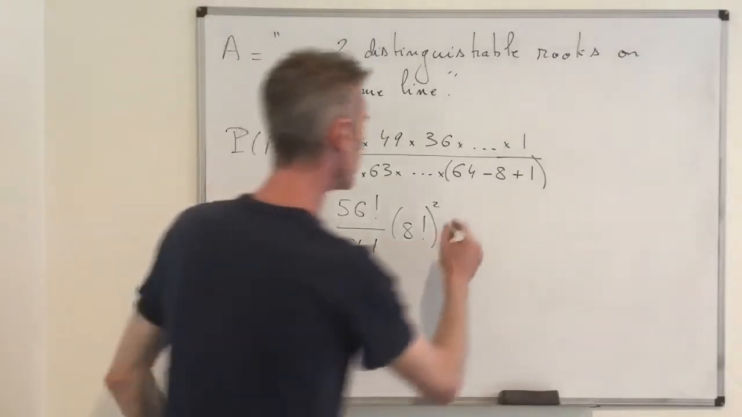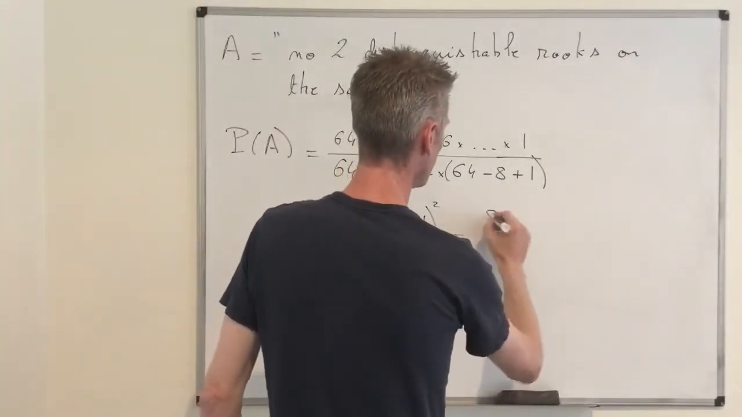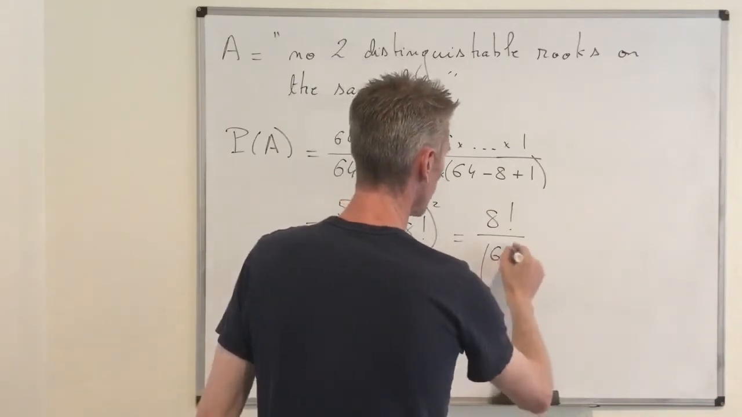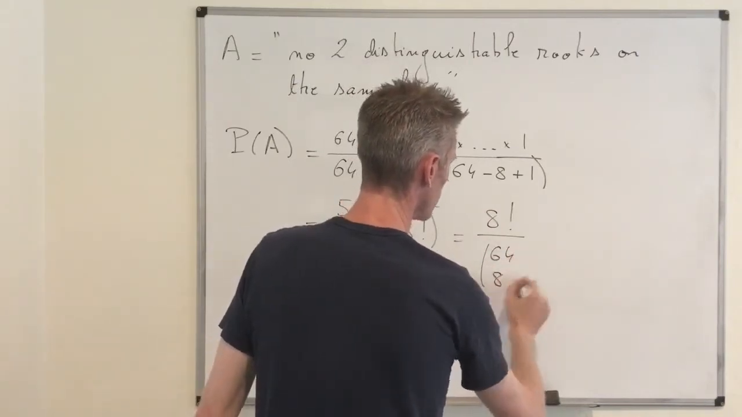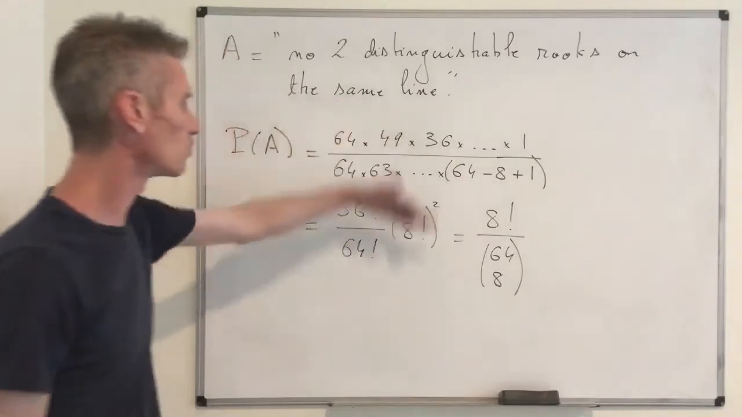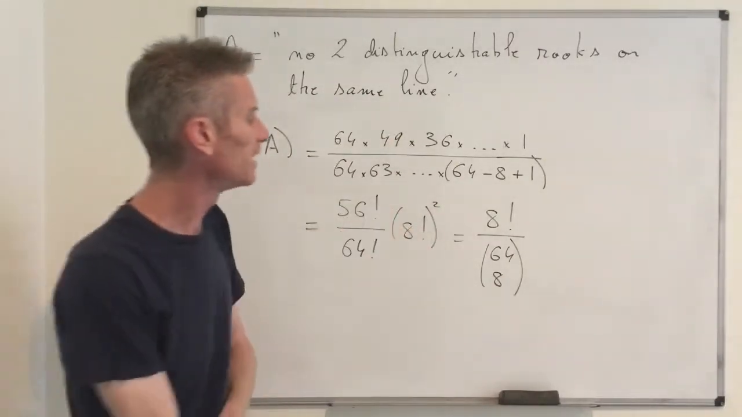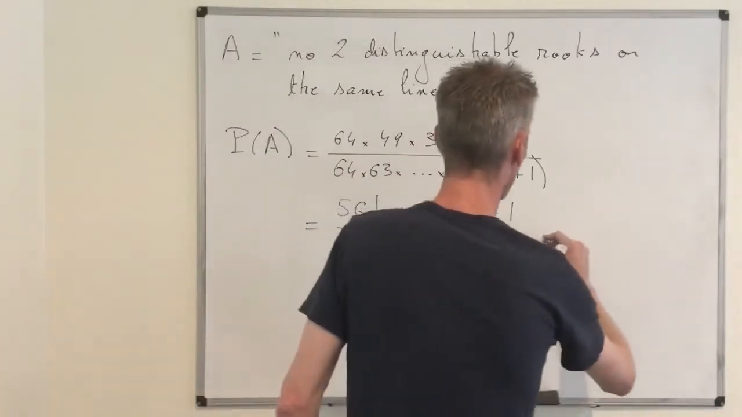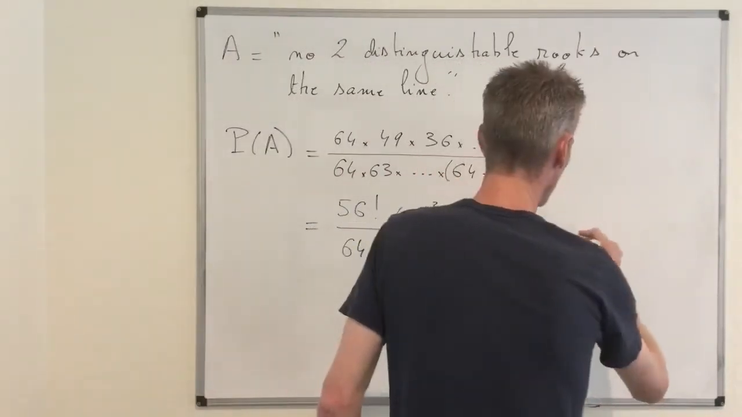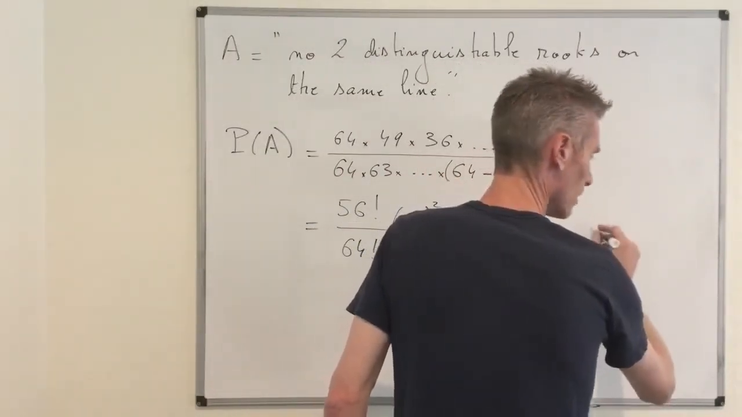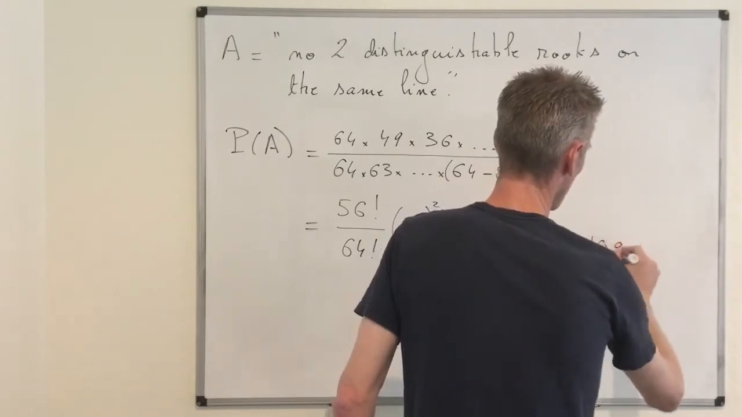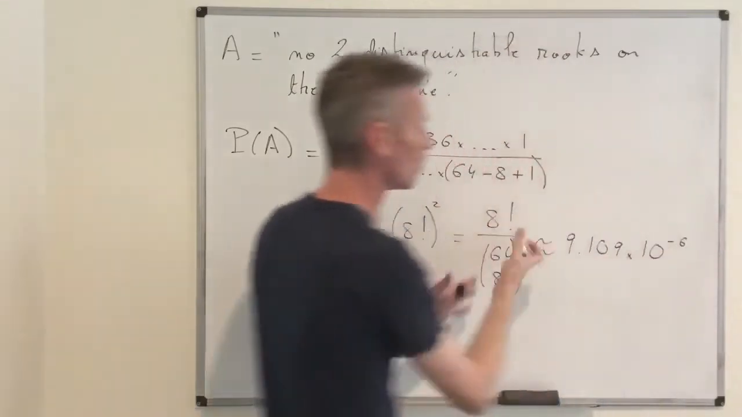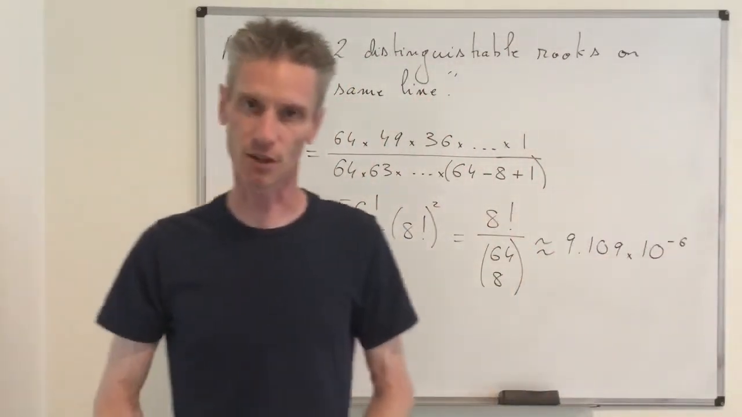And so eventually you end up with this answer, 8 factorial divided by 64 choose 8. So that's one possible simplification. And if you do this calculation, you would get that the answer is about 9.109 times 10 to the minus 6. So of course the probability is very small.